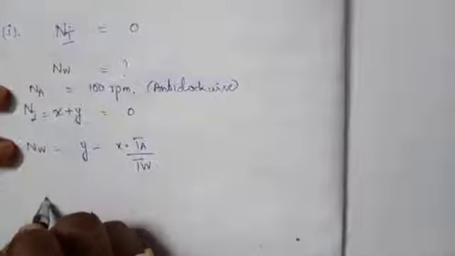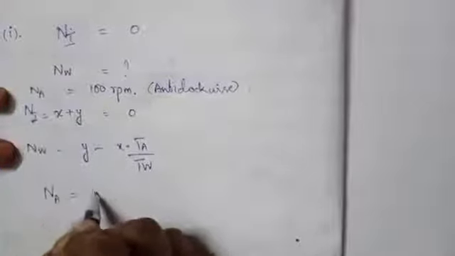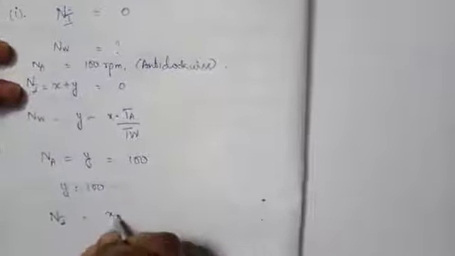So Na equal to 100 rpm. So Na is nothing but from the equation Na equal to y equal to 100. So now y equal to 100, then Ni, the speed of the internal wheel, that is also fixed. So you will get x plus y equal to 0. So x equal to minus 100 by applying y value as 100. So you will get x equal to minus 100.